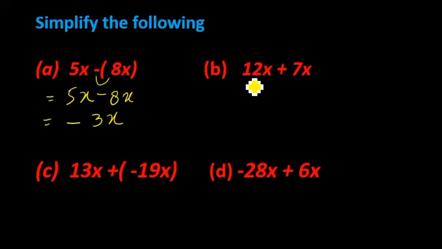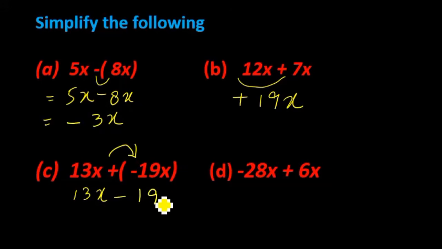Come to the second part, very easy. Both signs are plus, so we will add, the signs being the same. 12 plus 7 is 19x. Here again we have to apply the multiplication rule of signs, meaning 13x plus minus minus 19x. Now the signs are different, we will subtract and always keep the sign of the larger value. So your answer is minus 6x.